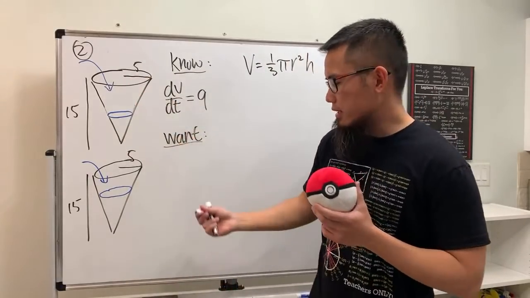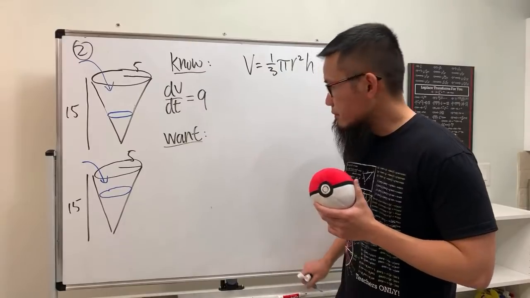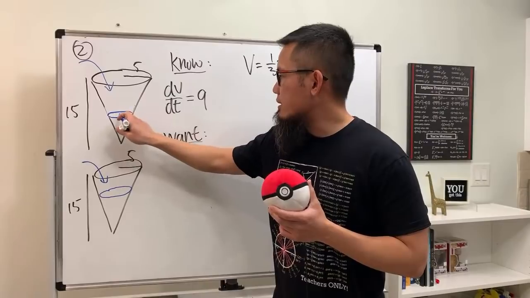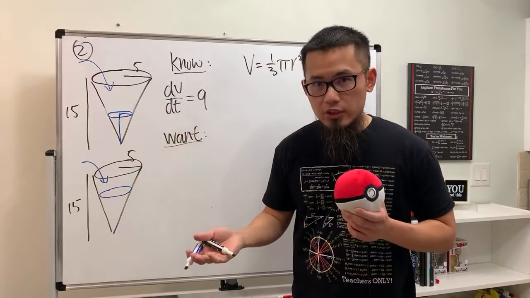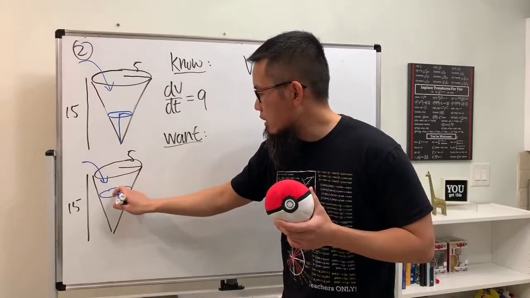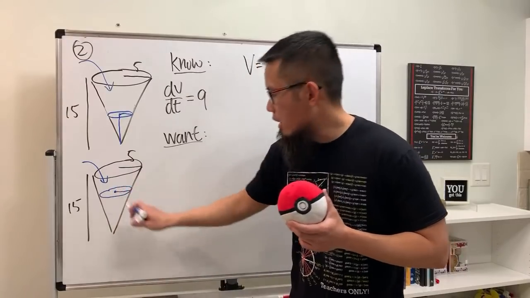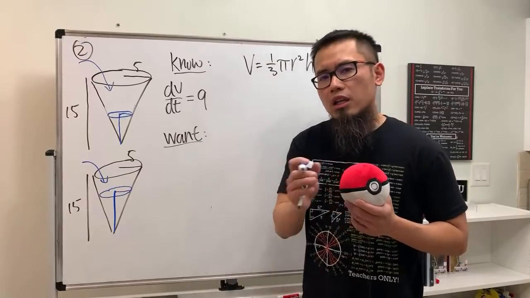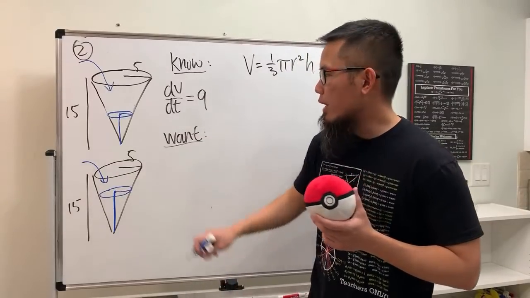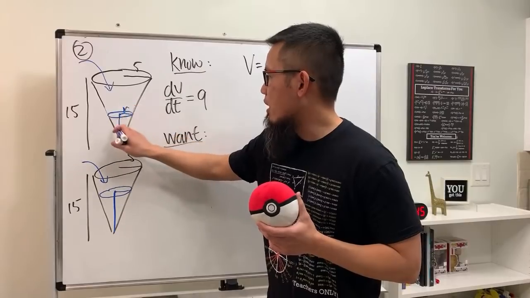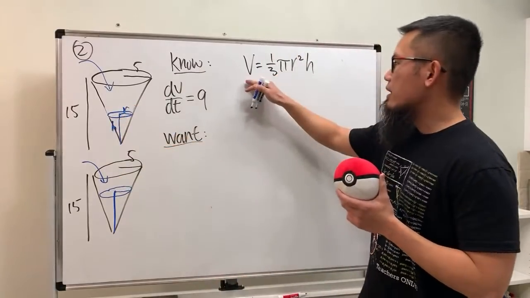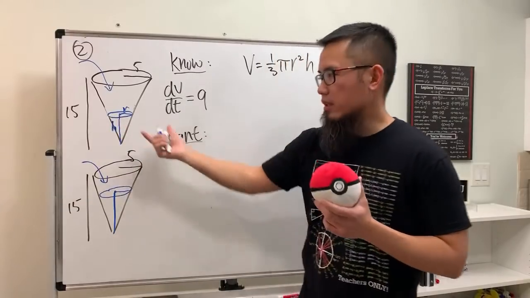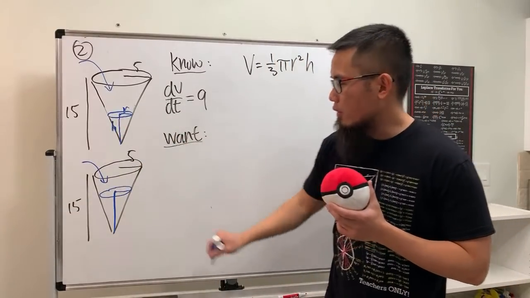So in this case, if you look at the water, this radius and this height will change. Once you have more water, you see the radius is getting bigger. Likewise, the height is also getting bigger. If they are changing, go ahead and write down variables. So this is the r and this is the h. Again, this is technically the volume of the water, but it's in the cone, so that's why it's the volume of the cone.